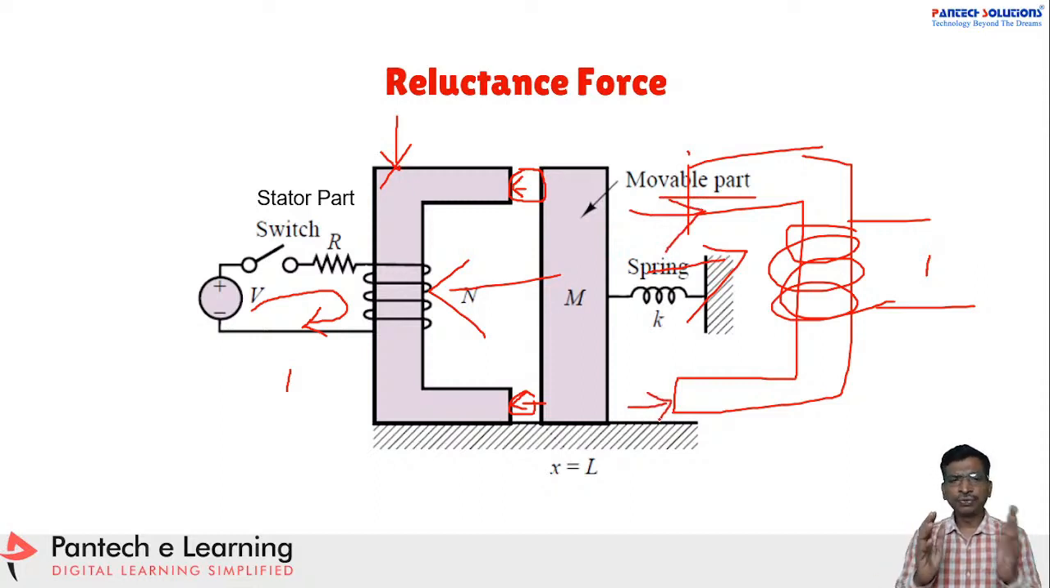So likewise, if you switch the left coil for some time, and after that you switch the right coil, then automatically the movable part will slide across, right? So the same concept we are going to apply to the motor.